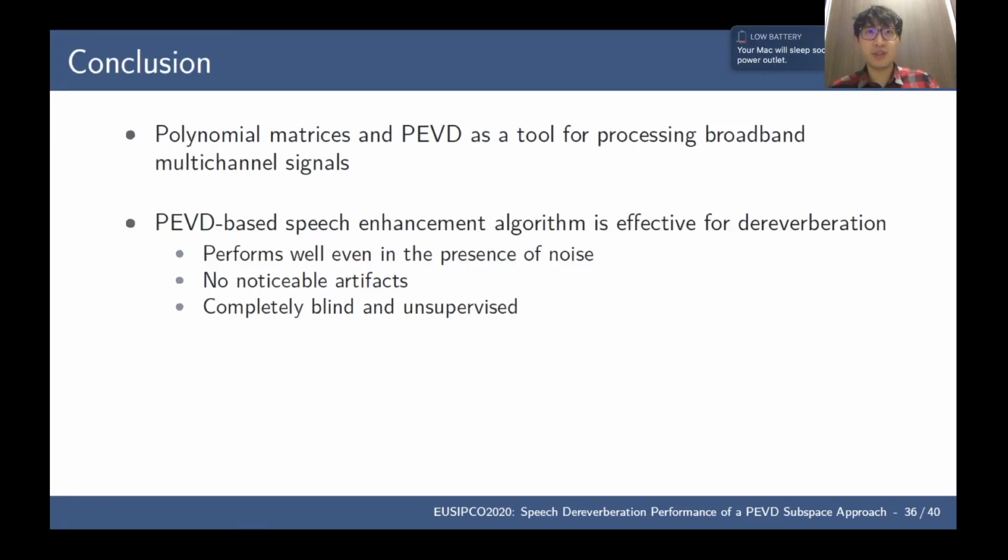I have introduced polynomial matrices and polynomial EVD as a tool for processing them. I have also outlined a polynomial EVD-based speech enhancement algorithm and demonstrated its effectiveness for dereverberation, even in the presence of noise. The approach does not introduce any noticeable artifacts and is completely blind and unsupervised, and it does not use any noise estimator.